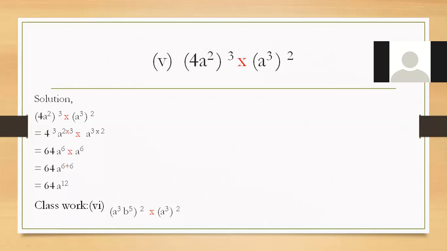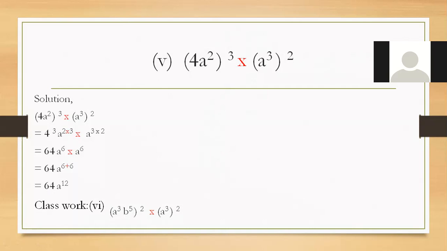Sir, what is the answer? Okay, the answer will be a to the power 12 and b to the power 10. Very good. Here the power is a to the power 6 and a to the power 6 will be added. There is no power multiplied. a to the power 12 and b to the power 10.